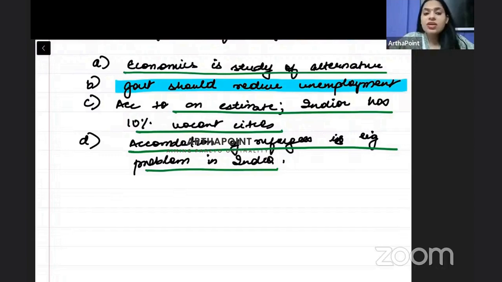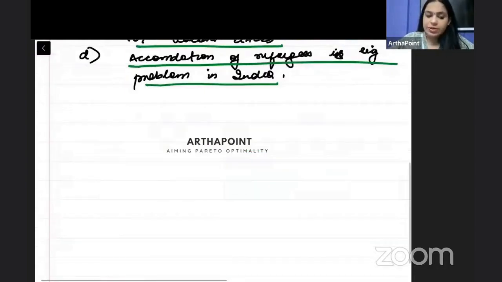The only thing which is telling what should be done, जो बता रहे कि क्या करना चाहिए, that is statement number B. It is telling you that government should reduce. Government को क्या करना चाहिए, what government should do is given through statement number B. So B is the correct option. Right, beta. Question number 2.